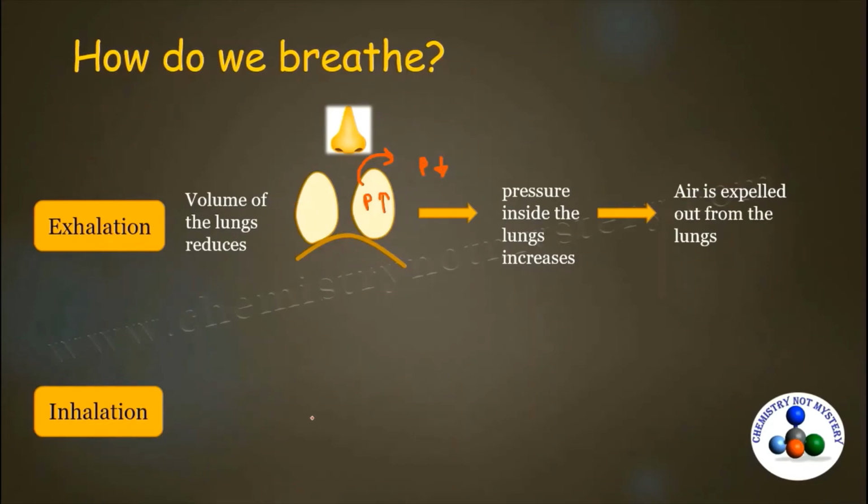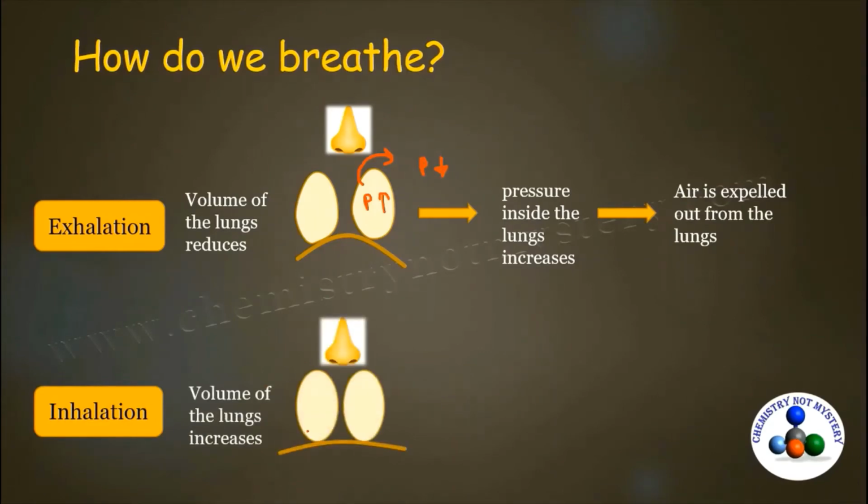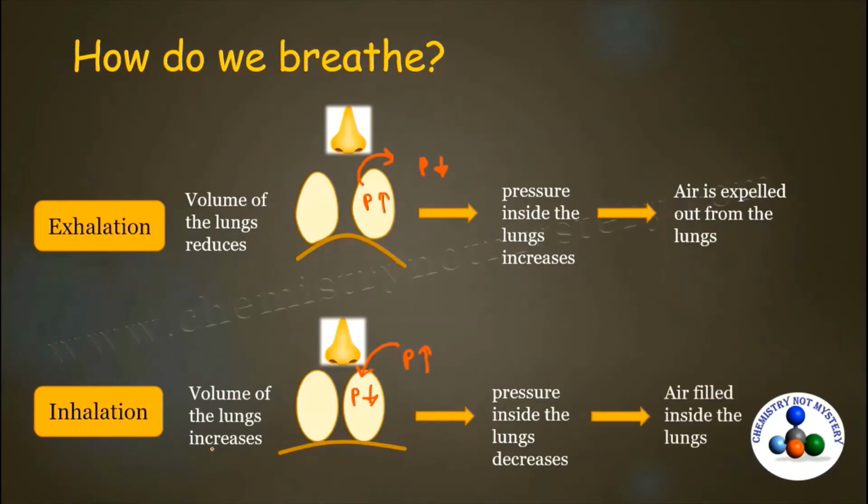During inhalation, the diaphragm goes down and because of it, the volume of the lung increases. As the volume of the lung increases, pressure inside the lung decreases. Now, pressure inside the lung is less than the pressure outside the lung, and air moves from higher pressure to lower pressure, and that's why we are able to inhale oxygen.